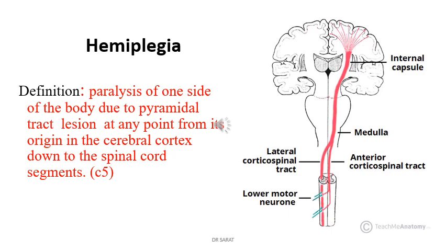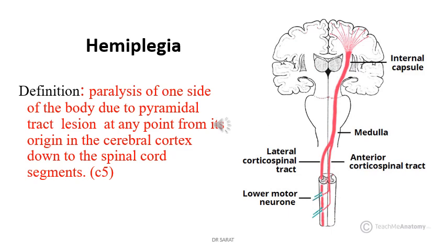What is a pyramidal tract? You can see in the picture the nervous tract that originates from the motor cortex, and it runs down through the internal capsule and to the brainstem, especially through the pyramids of the medulla, and that's why it's called the pyramidal tract.